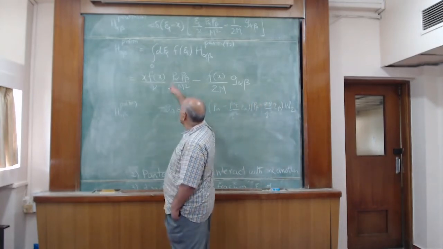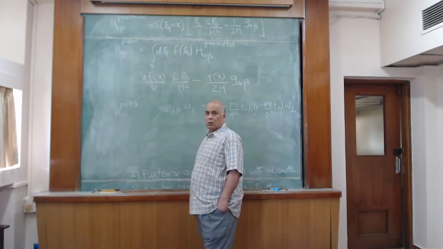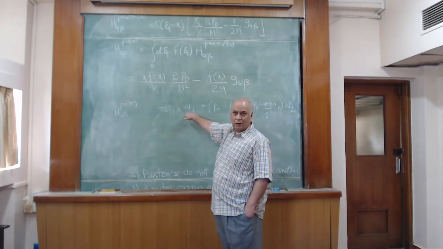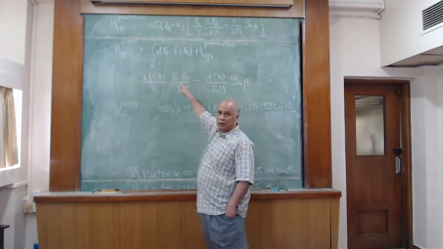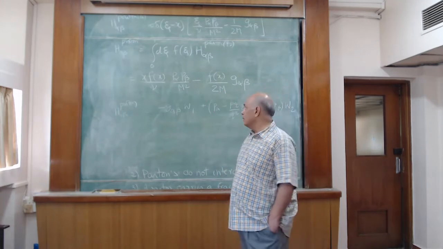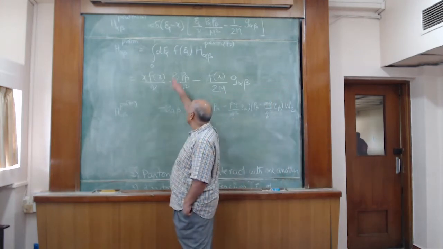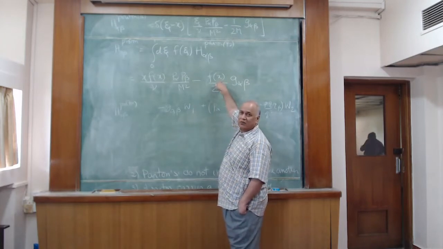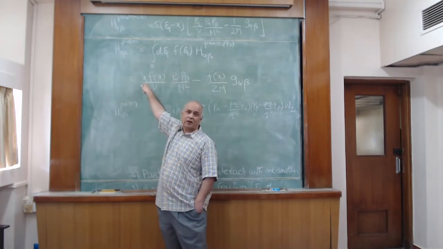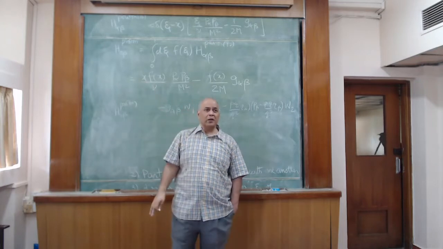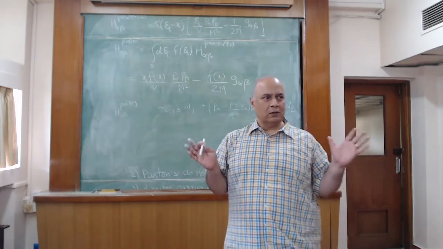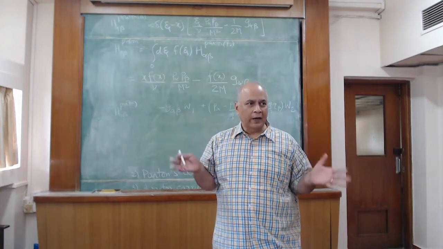So, comparing these two, the coefficient of g alpha beta is related to w1 and the coefficient of p alpha p beta is related to w2. And in the Partons model, w1 is given in terms of this function f of x and w2 also is given in terms of this function f of x, which means that in the Partons model, the two functions w1 and w2 are related.